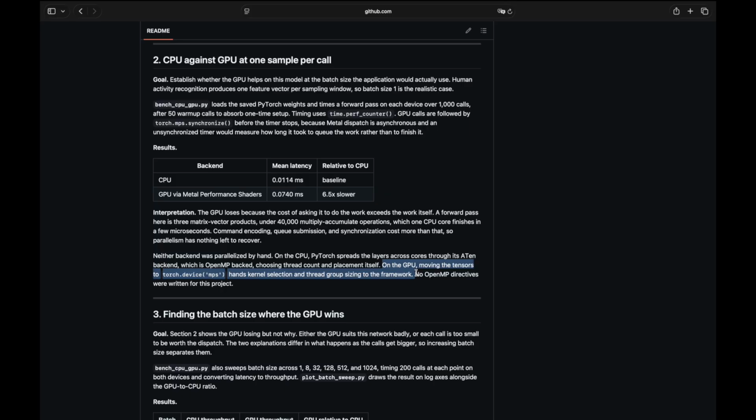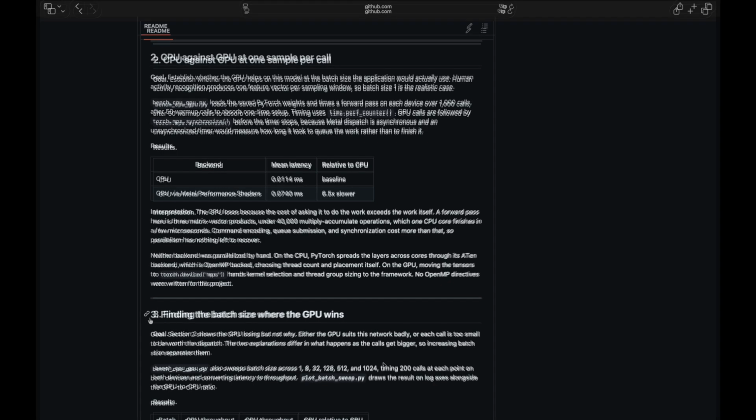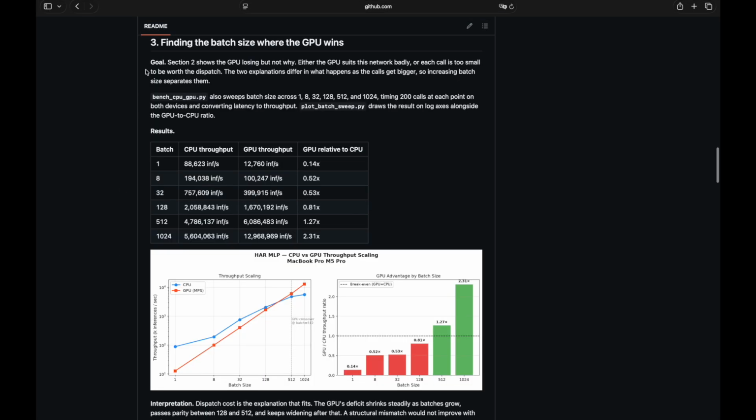Section 2 establishes that the GPU loses, but not why. Is this GPU poorly suited to this network, or is a single sample simply too little work to justify dispatching it? Section 3 separates the two. Those two explanations behave differently as work per call increases.